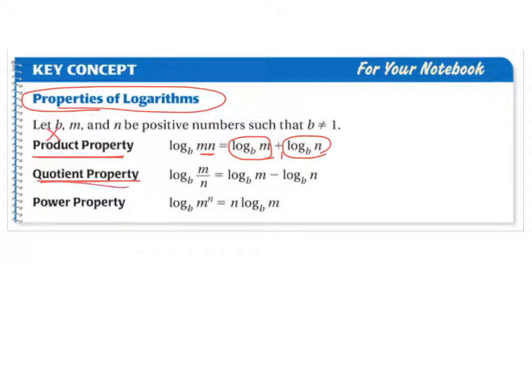My quotient property, that's division. If I have log base b of m over n, that means that I can do m minus n. Subtraction is your division. Addition is your multiplication. And then power property. Remember, that is anything in the exponential spot. So if I look at this one, there's my exponent. For logarithms, I can take that exponent and drop it in the front of the log, and it becomes this format right there.